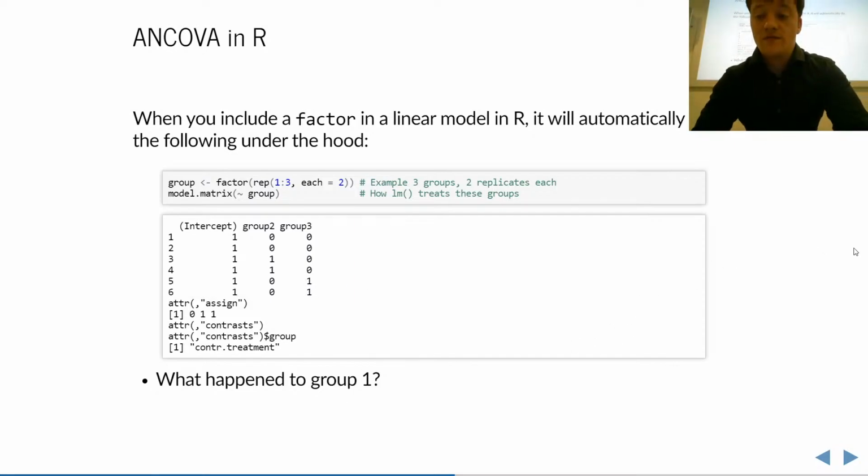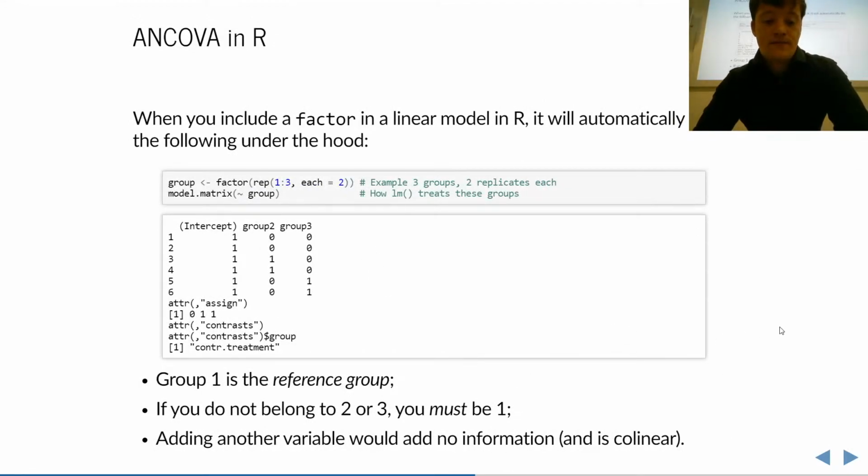So what happened to group 1? You have group 2 and group 3. What happened to 1? Yeah, it's the reference group. So it's just equal to the intercept, yeah? Plus 0 times group 2 plus 0 times group 3.